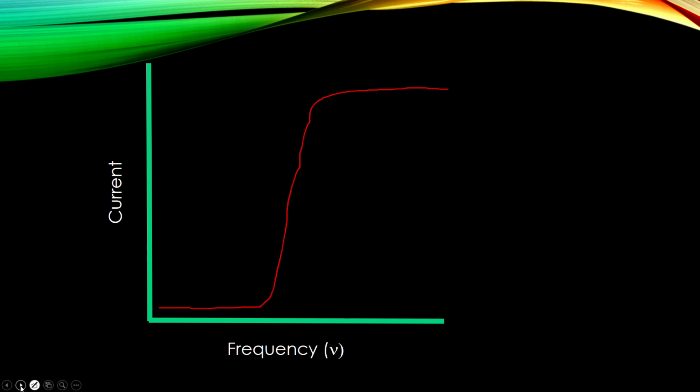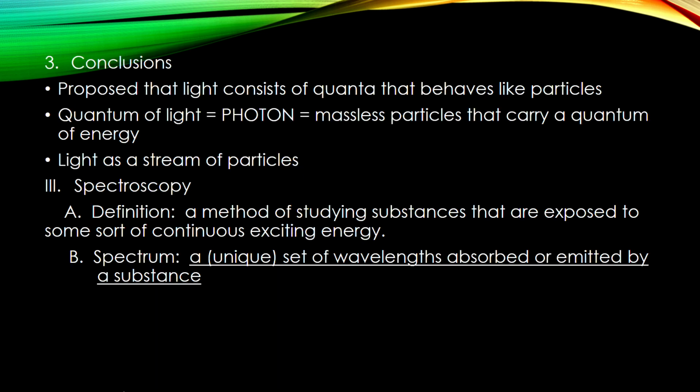So the idea here is that we have a certain amount of energy or certain frequency that actually triggers the current, and that it will increase in a narrow band of frequency, and then it will just kind of level off. So again, his conclusions were that light consisted of quanta that behaved like particles, which was a different way of thinking of light. This quantum of light is called a photon, and a photon is a massless particle that each carry a quantum of energy.